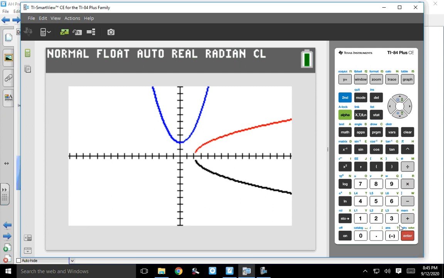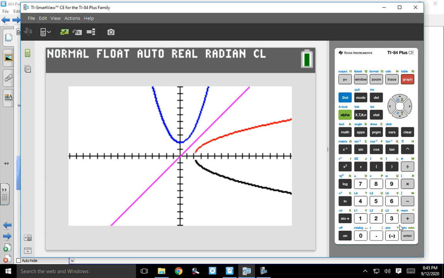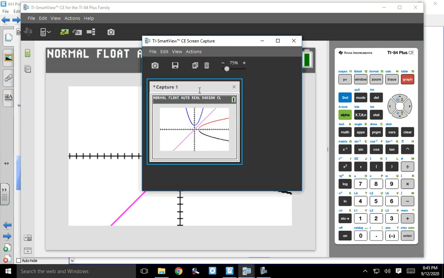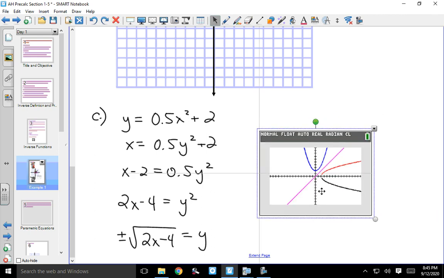And in fact, if you sketch the line y equals x along with it, you should be able to see that there's a reflection here. If I take and reflect the blue graph across the line y equals x, it looks like I would end up with that red and black graph that's laying right on top of it. Let's in fact grab ourselves a little picture of that. We'll paste it in there. All right, there we go. That was part C on that example.